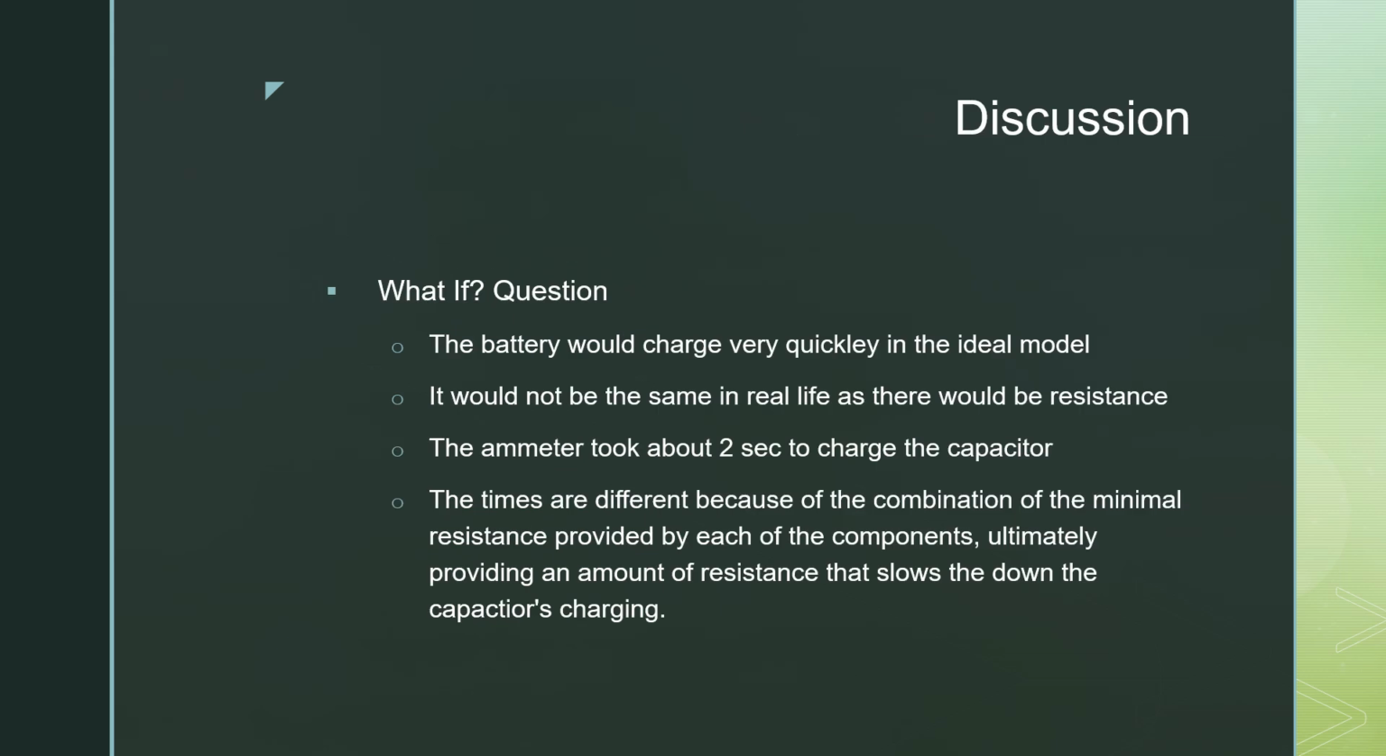My answers to the what if question are that in an ideal model, charging would be fairly instant. However, real-world resistance would slow it down. Our ammeter showed a 2-second delay, proving resistance affects capacitor charging. The times were different due to the minimal amounts of resistance in each component.